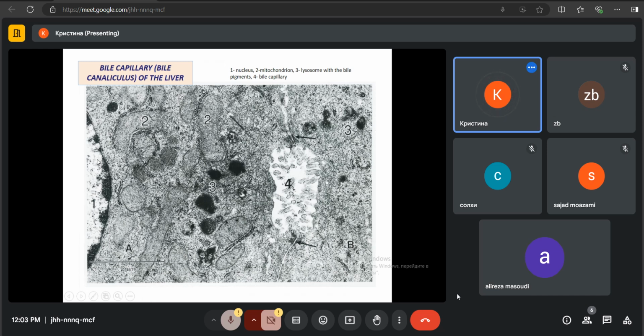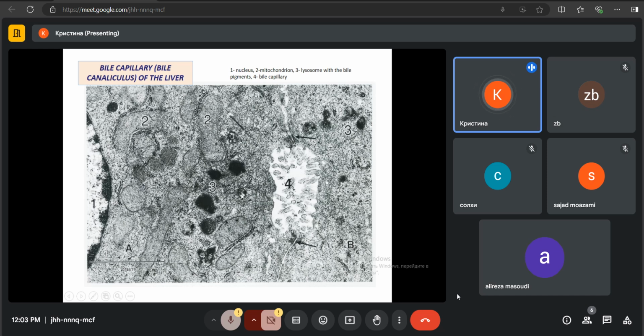What do we see here? Number one stays for the part of the nucleus of the first hepatocyte. Here in its cytoplasm, we have some mitochondria. Number two is for mitochondria. These number three are lysosomes. The picture tells us that the lysosomes have the bile pigments.